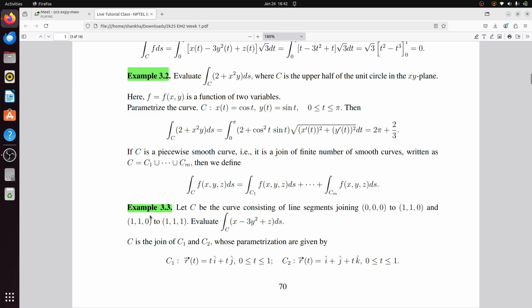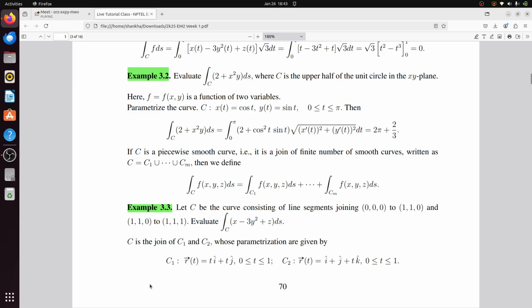So here, let C be the curve consisting of line segments joining (0, 0, 0) to (1, 1, 0) and then (1, 1, 0) to (1, 1, 1), and you need to evaluate the integral over C of (x minus 3y square plus z) ds. So what you have to do is first integrate the function from this point to this point, then again from (1, 1, 0) to (1, 1, 1).